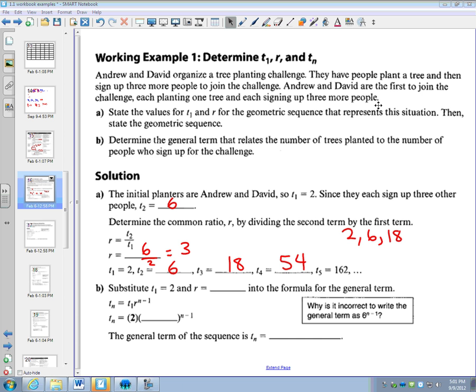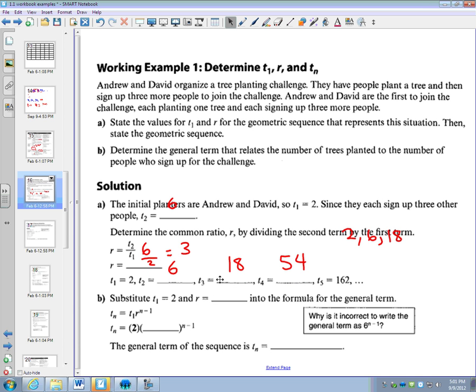So there's the starting of this sequence. Determine the general term that relates the number of trees planted to the number of people who sign up for the challenge. So substitute term 1 equals 2, and our rate is 3, into the formula.